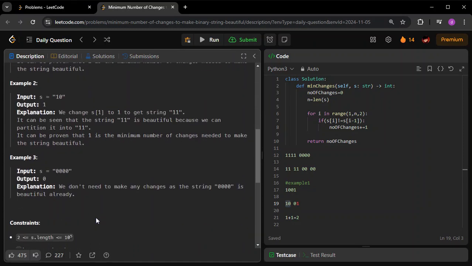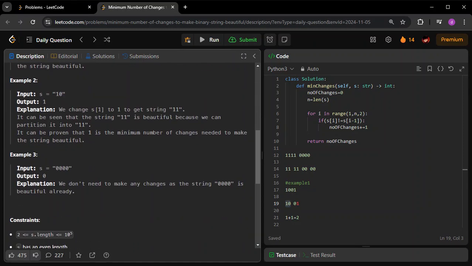Now coming to the second question, it is already the smallest possible. Here the length is already 2, we cannot divide it further. So the idea here is we have to change either the 0 to 1 or the 1 to 0. That is the only change needed. That's why the answer is 1.